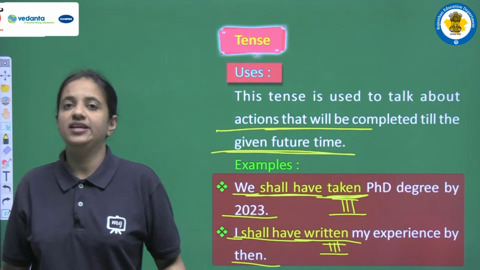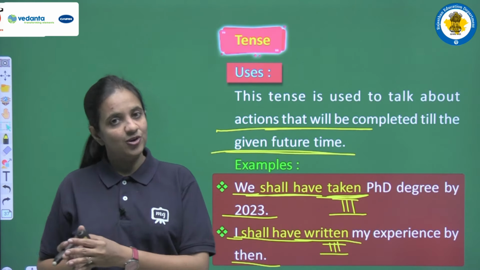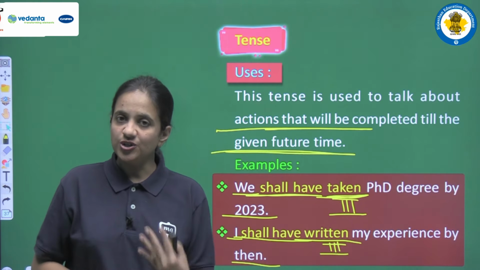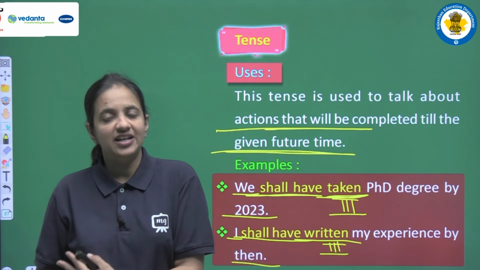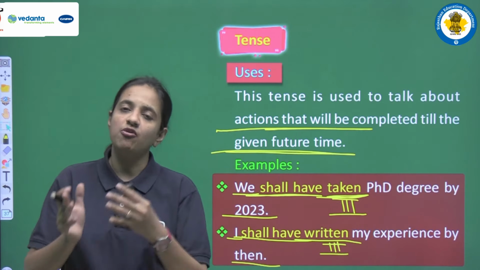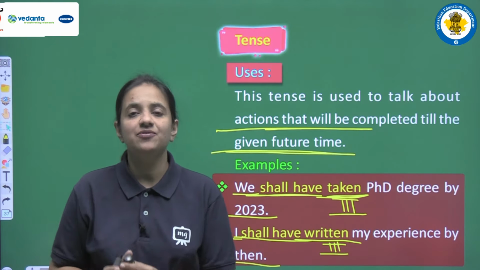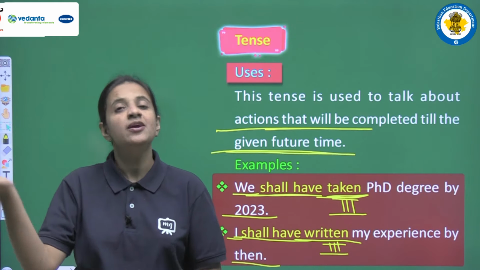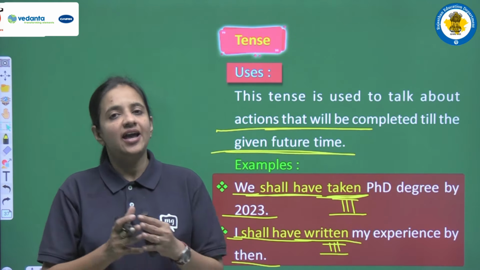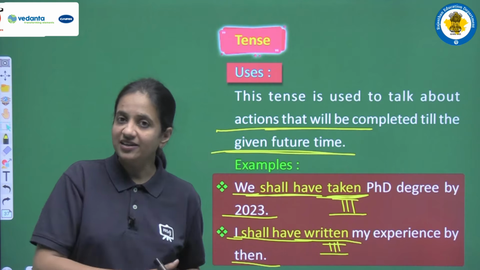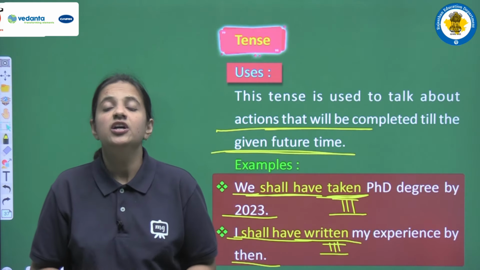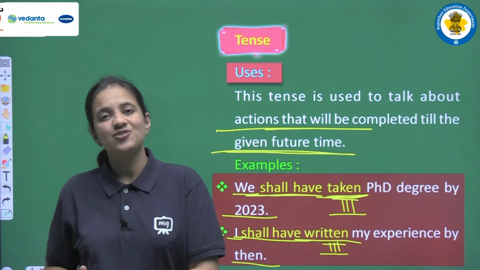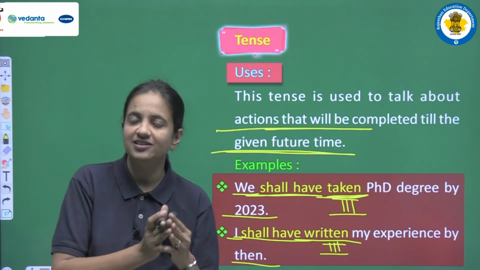Clear? So it's very easy. Let's understand one more time. This is future perfect tense, and this tense is used to express the activities that are expected to be perfectly completed by a given future time. So in such sentences, first of all we are having some future time, we are having some activities, and that activity is supposed to be completed by that future time. So in such sentences we always use future perfect tense.